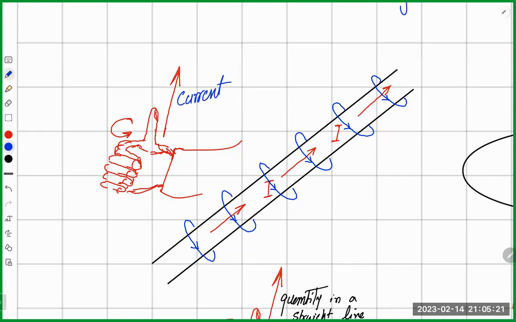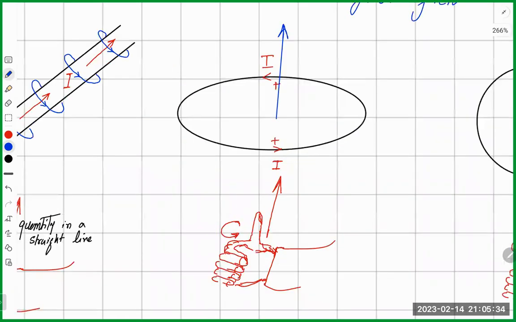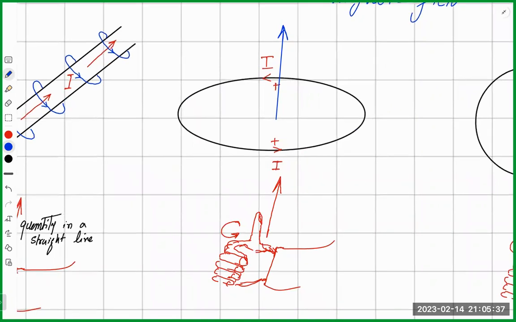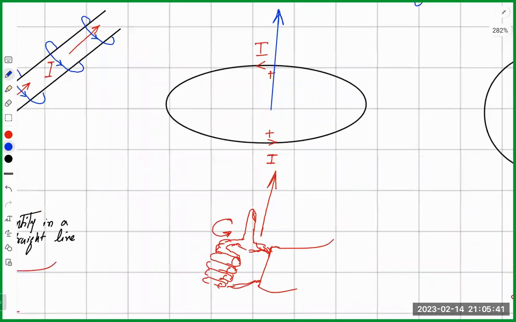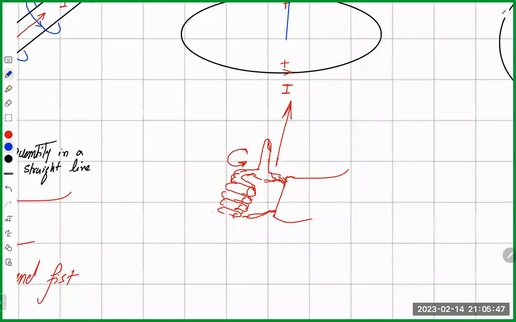Now listen, if current is going in a straight line, the magnetic field around it will be in the circular path. In this case, thumb represents current because it is in a straight line, and the fingers give you direction of magnetic field. But in the second one, I hope you can clearly see that the current is moving in a circular path. So fingers will be representing direction of current, and thumb is giving you direction of magnetic field.